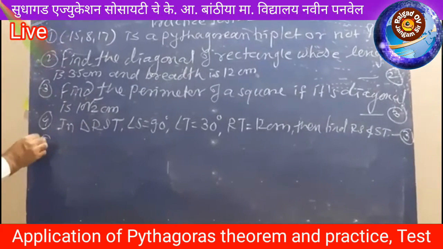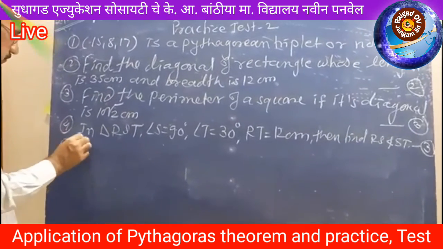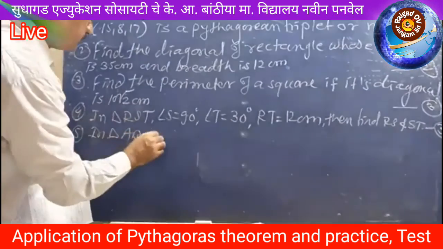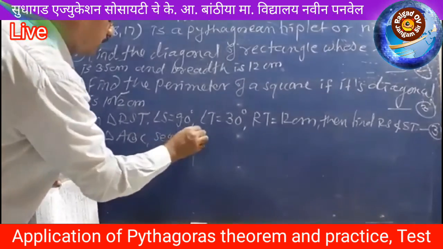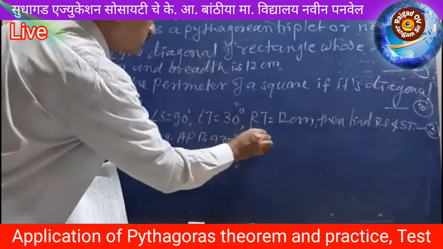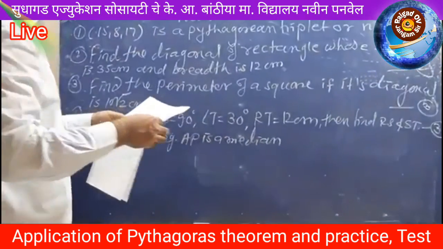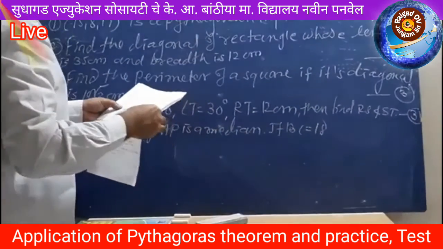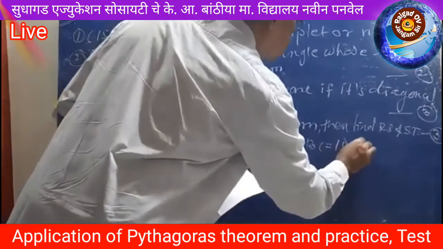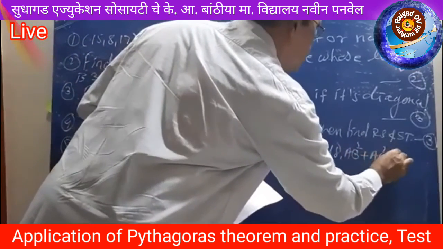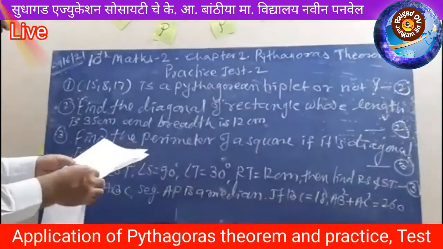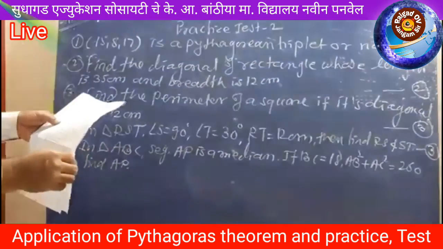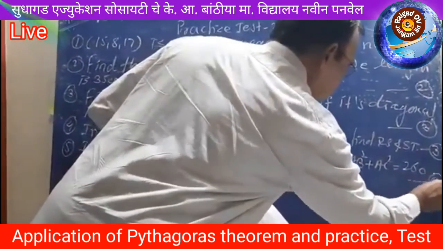Example number 5. In triangle ABC, segment AP is a median, if BC is equal to 18, AB square plus AC square is equal to 260. Find AP. This example carries 3 marks.